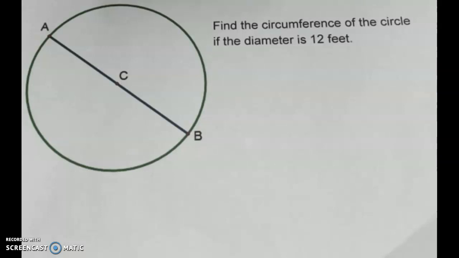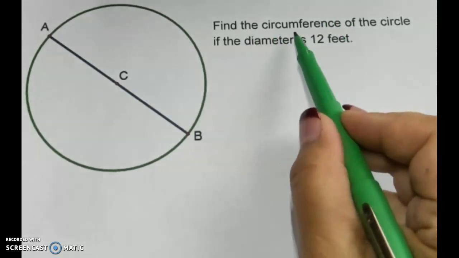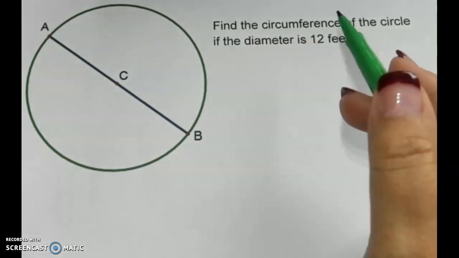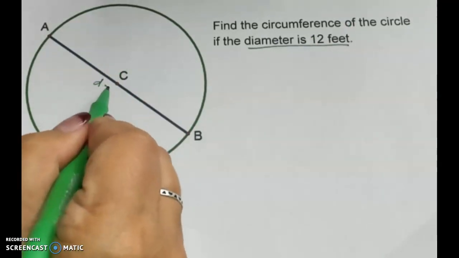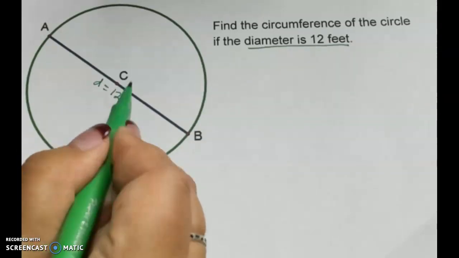All right, ladies and gentlemen, for our next example, you can see that our circle looks a little different because this time we do not have a radius given. It looks like the line is drawn through the center of the circle and all the way across, which means that we have a diameter. This problem asks us to find the circumference of the circle, find the distance around, if the given diameter is 12 feet. Okay, so over here, the distance across this circle is equal to 12 feet.